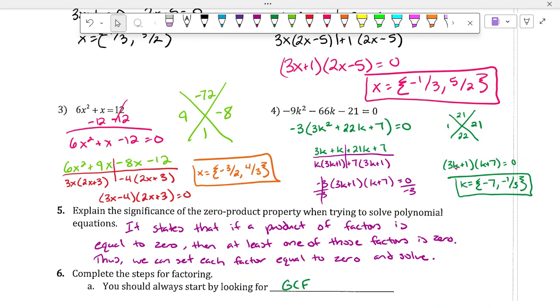Number 4 was you had to factor out a GCF of -3 first, because remember you want that A value to be positive. So you had to take a negative out. Then it was AC method. Any questions on 3 or 4?